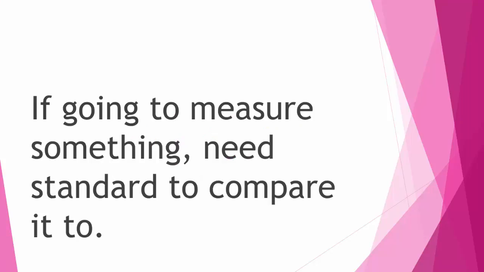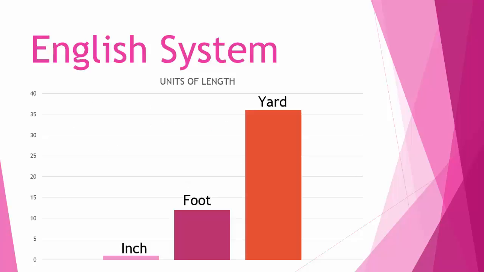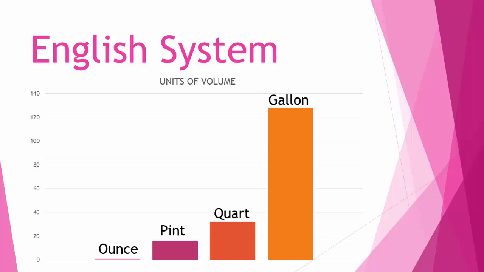If you're going to measure something, you need a standard to compare it to. The English system, the system used in the United States, is not probably one of the better systems going. There's no rhyme or reason to it. Let's see, if you're going to measure length, the inch. 12 inches gives you a foot, but 3 feet gives you a yard. So there's no real consistency.